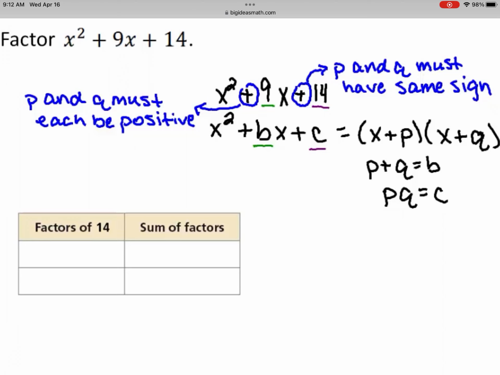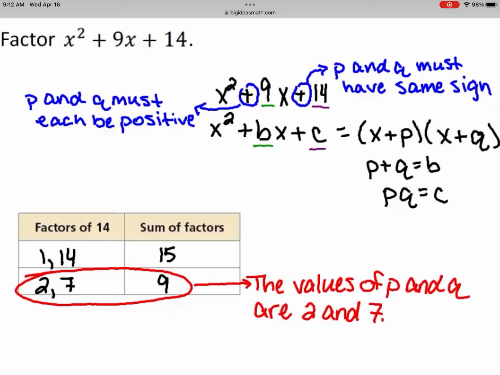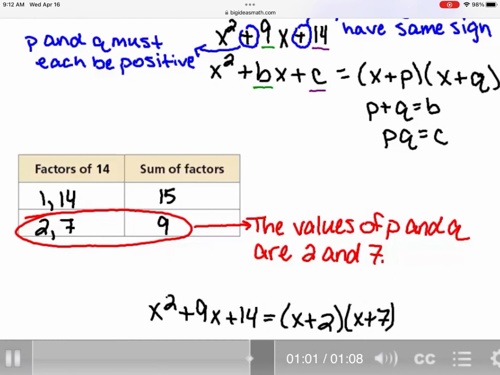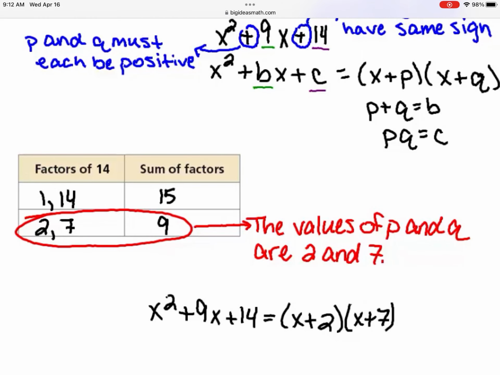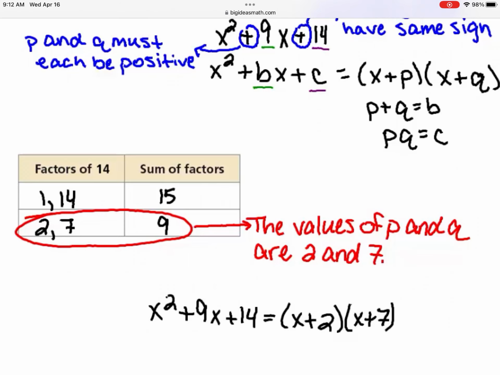The positive integer factors of 14 are 1 and 14 and 2 and 7. 1 and 14 have a sum of 15, and 2 and 7 have a sum of 9. Because 2 and 7 have a sum of 9, the values of p and q are 2 and 7. So x squared plus 9x plus 14 factors as the quantity x plus 2 times the quantity x plus 7.